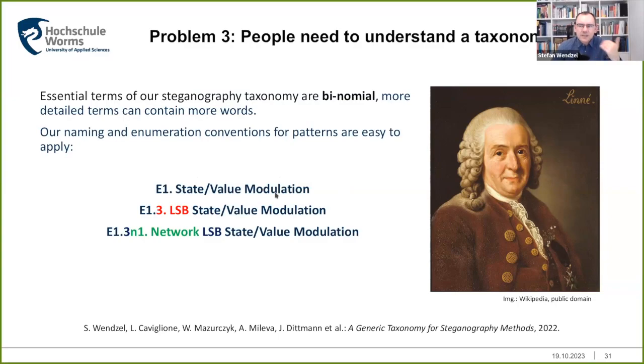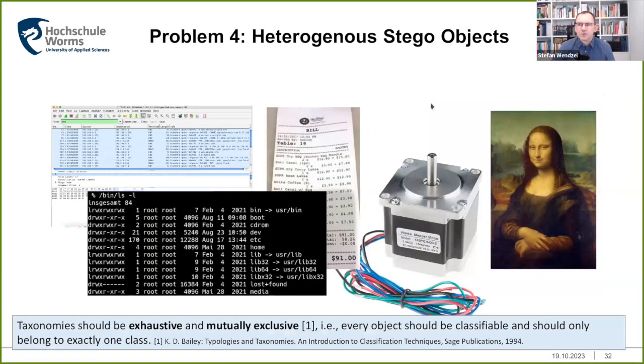And if we want to be more precise, then we could say, well, it could be this least significant bit modulation of the state or value, or it could be in a network context. So we add another word and another layer for the enumeration. Okay, so this works, and we checked whether we can apply this taxonomy to the works that we know in network steganography, in file system, text, CPS, and image stego or digital media stego, and so far it works.